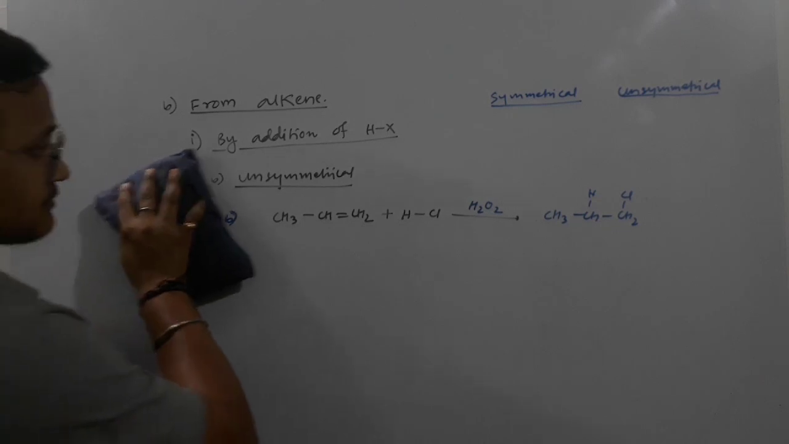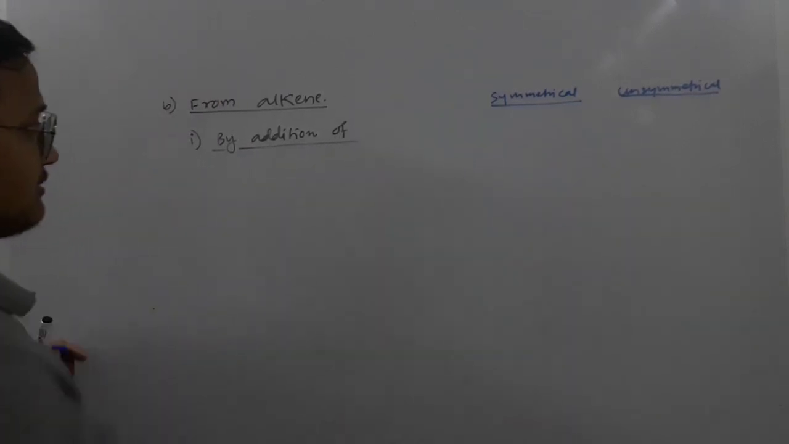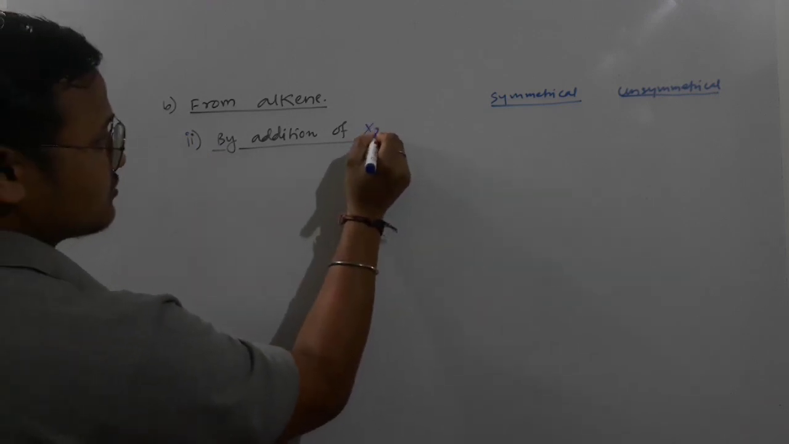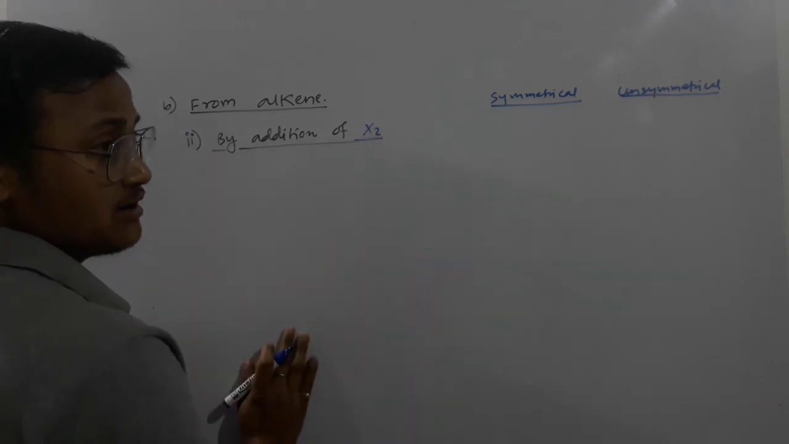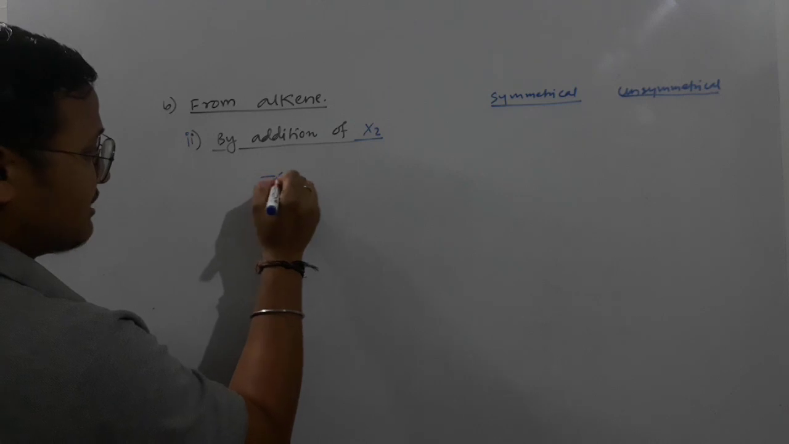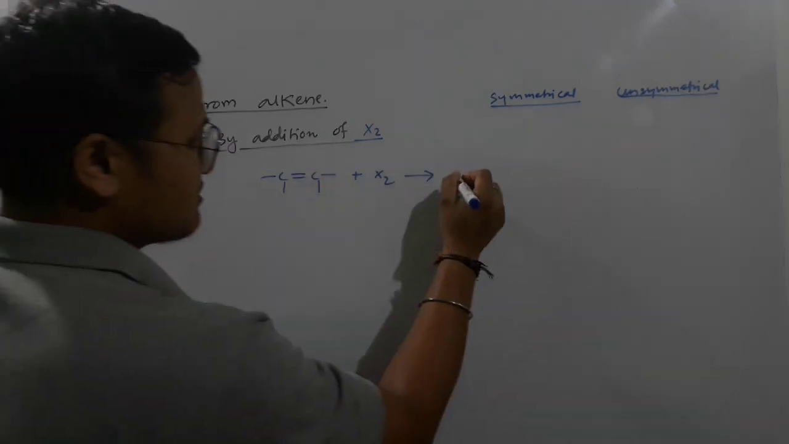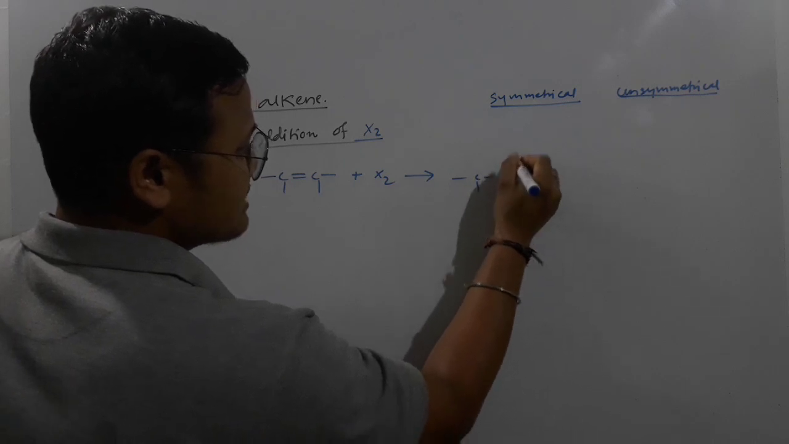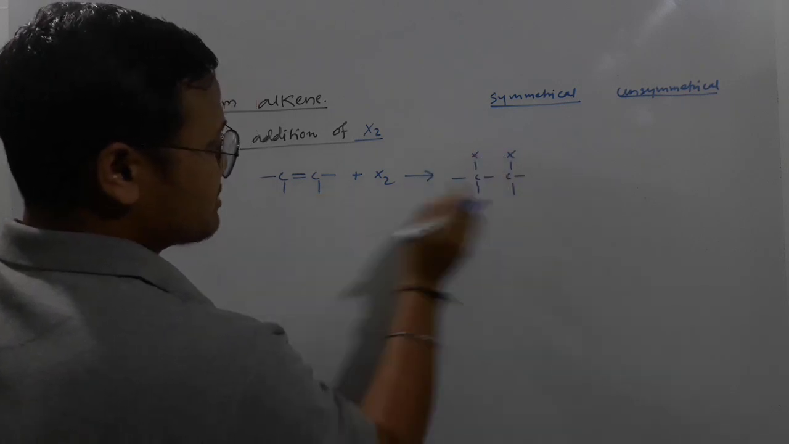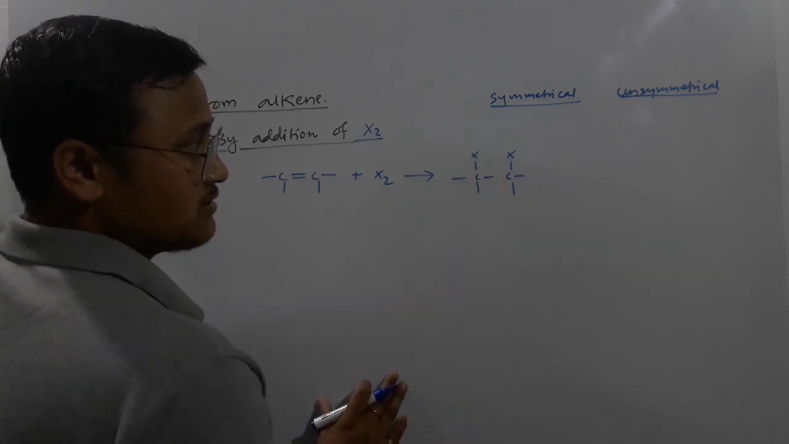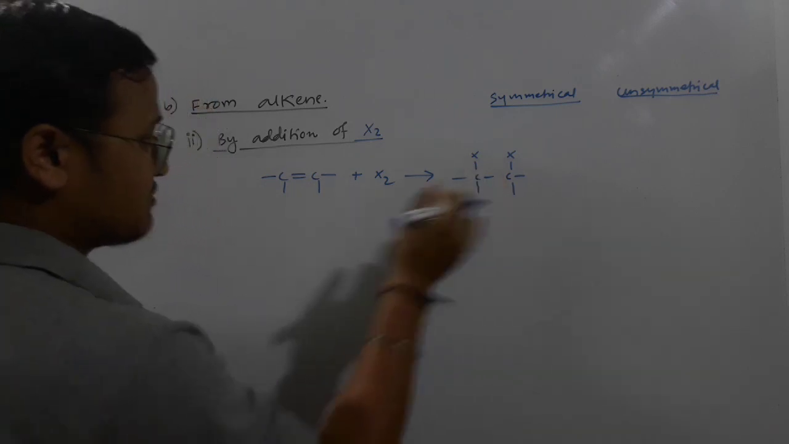Now, another method is by addition of X2, a halogen molecule. When we are adding a halogen molecule, no rules are there because they are the same halogen, right? So what we have to do? We just have to break the double bond to a single bond and add halogen atoms on each of the carbon atoms.